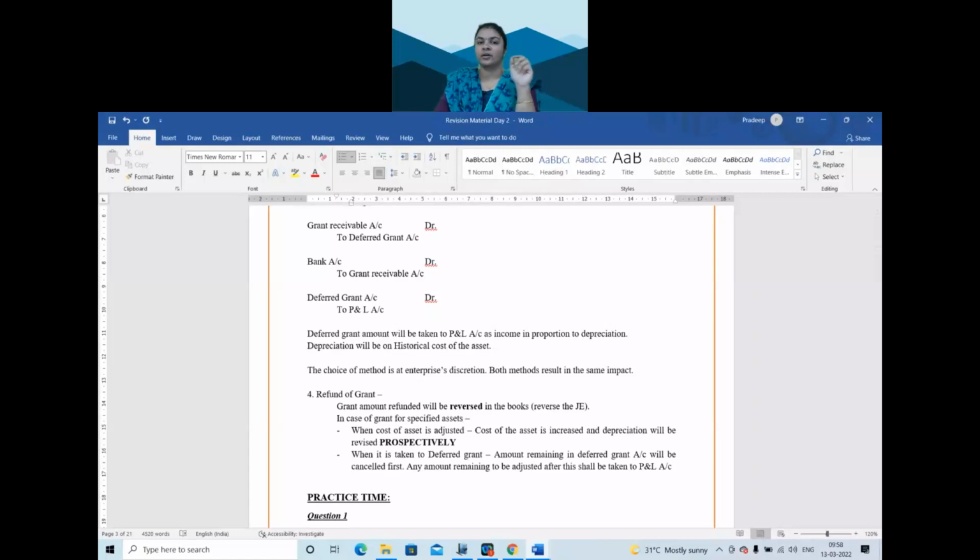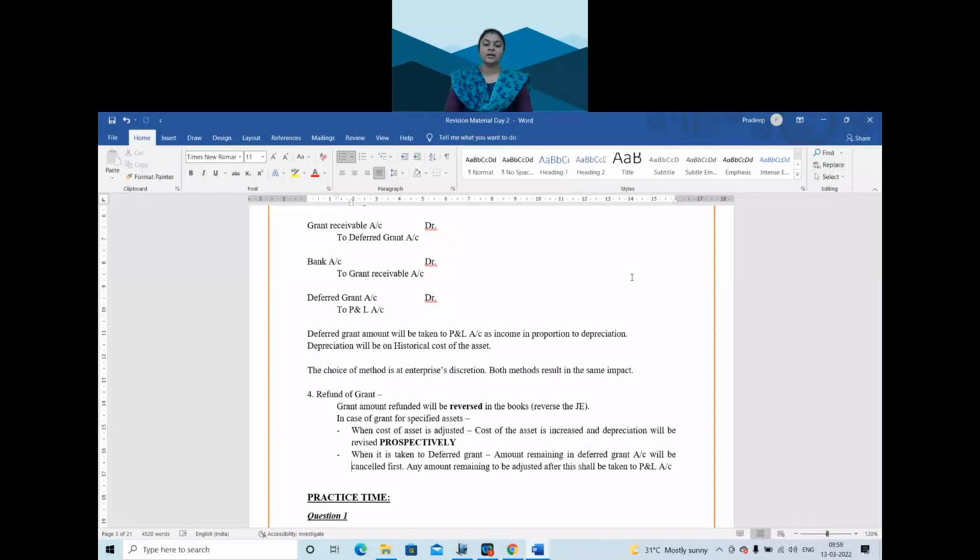Now comes the last part of the grants segment, which is when a grant is refunded. So when will a grant be refunded? A grant is refunded when you are not fulfilling the conditions, or after fulfilling the conditions you have gone away or deviated from your conditions. So basically, if you are not fulfilling the requirements of the government or the conditions imposed, then the grant becomes refundable. It can be a partial refund or a full refund.